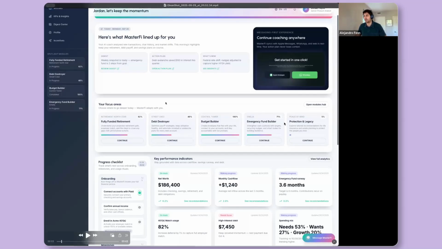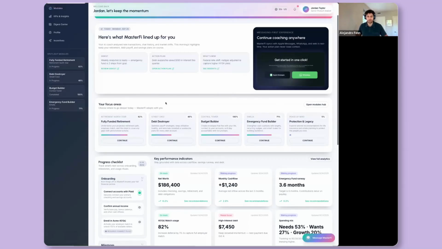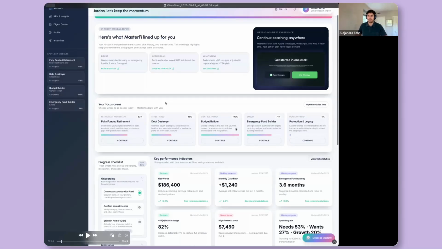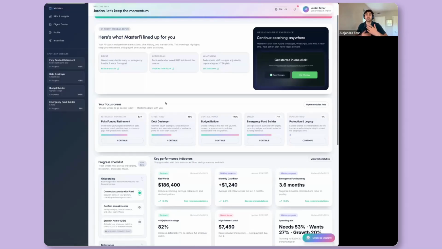Another aspect of it you can see here in the middle is this idea of different categories of what we call modules, but just think of it as aspects of personal finance: debt, emergency fund, savings, budgeting, investing, that kind of stuff. Have you completed at least the initial process, or what are the updates related to that topic?